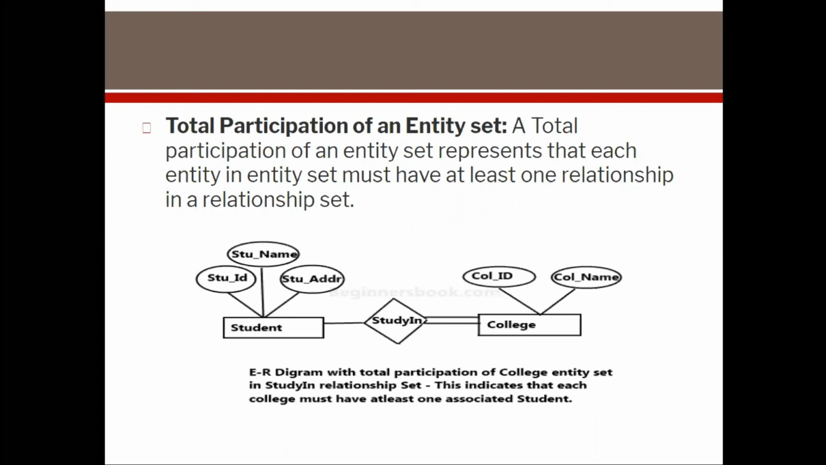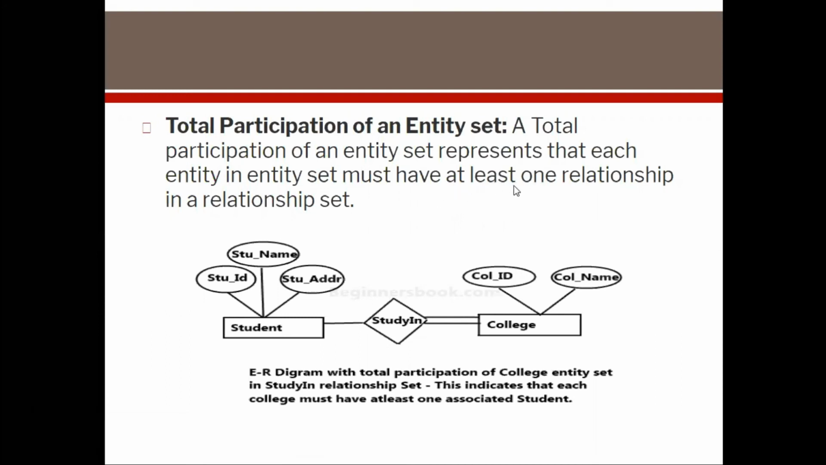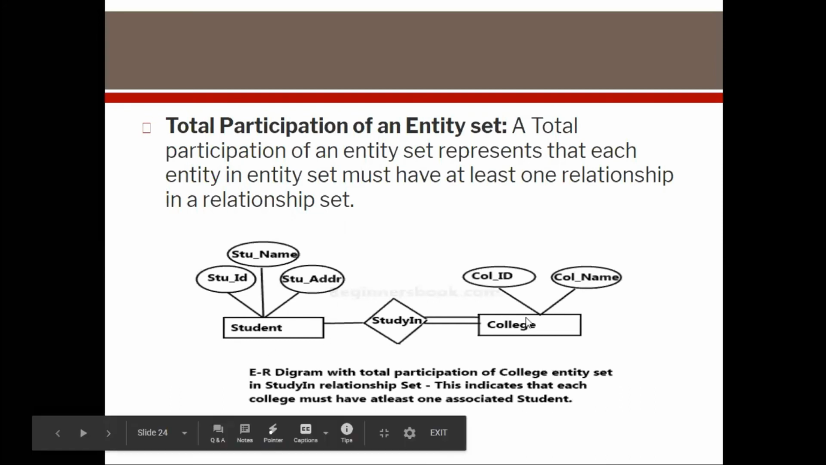One is total participation and the other is partial participation. Total participation here means that each entity in the entity set must have at least one relationship in the relationship set. मतलब एक पर्टिकुलर कॉलेज के अंदर कम से कम एक स्टूडेंट तो होना ही चाहिए. मतलब इस एंटिटी के बिना ये स्टैंड ही नहीं कर सकता. ओके, मतलब कॉलेज का टोटल पार्टिसिपेशन है इससे.